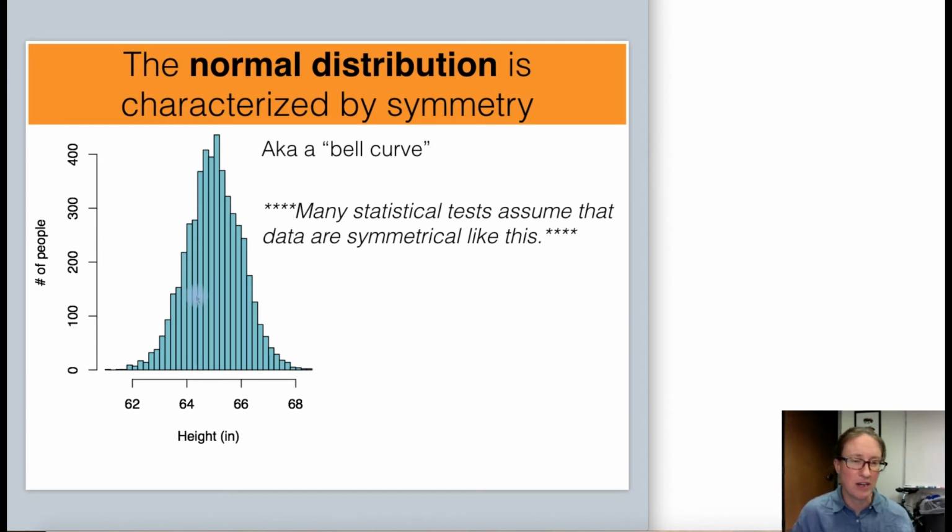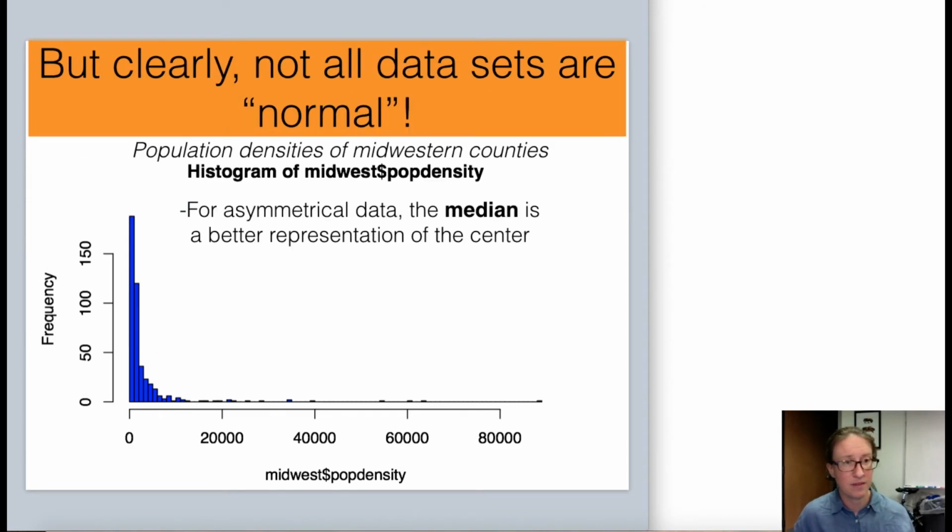As we talk about statistics, a lot of statistical tests will assume that data are symmetrical like this. But clearly from the other data set that I've showed you so far, not all data sets are normal. I've got normal in quotation marks here because it is perfectly normal for data to be non-normal. Statistical normality is not the same as the everyday use of the word. So not all data sets are normal.